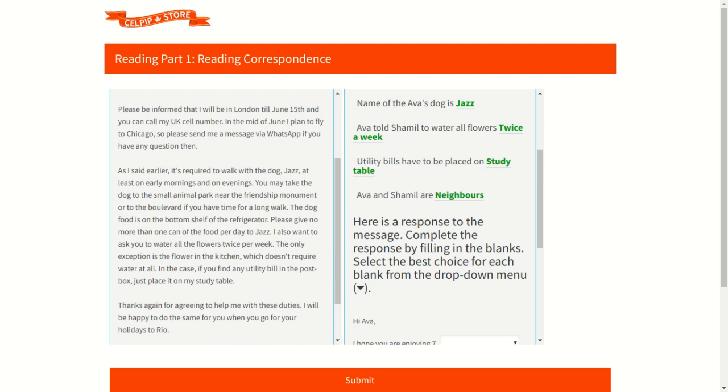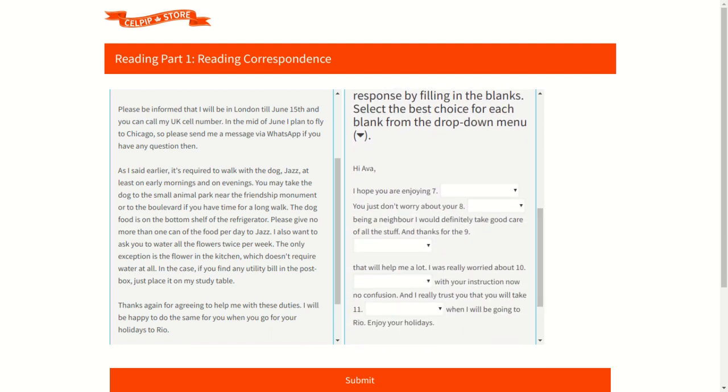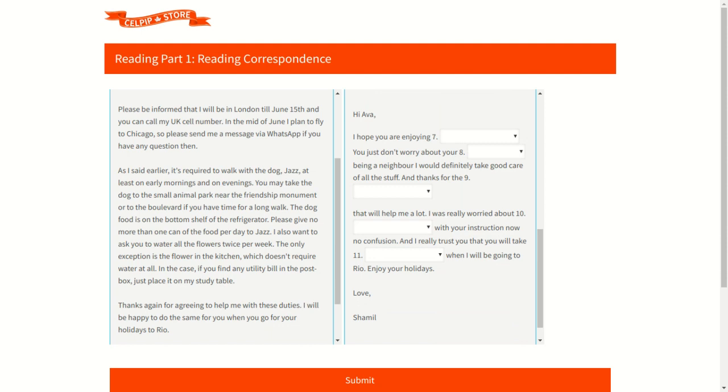Now, friends, in this task there is a second part, that is a response message, which the receiver writes in return to the message sender. Now, Shamil will write a response to Ava. So friends, let's start with the response message. As I have earlier told you, this task has a total of 11 questions, so 6 questions are done and 5 are left, which we will do in the response. This response message will be in the form of a letter. Let's start with the response letter.